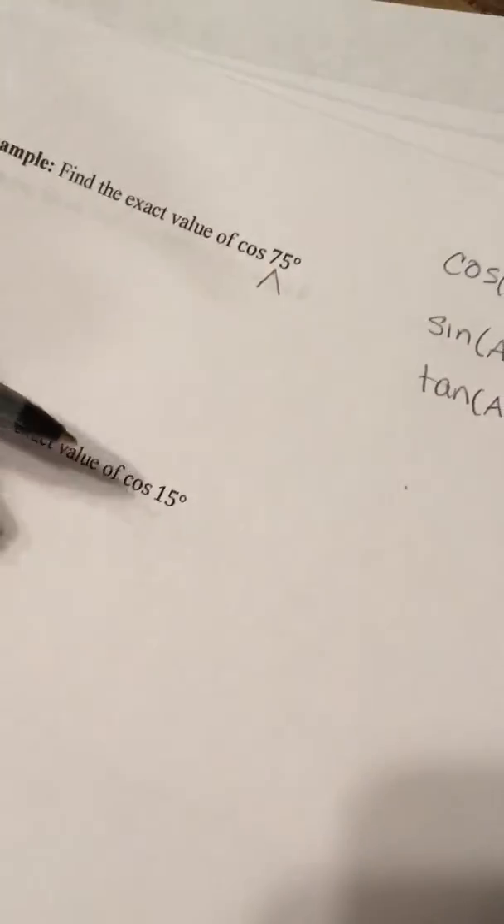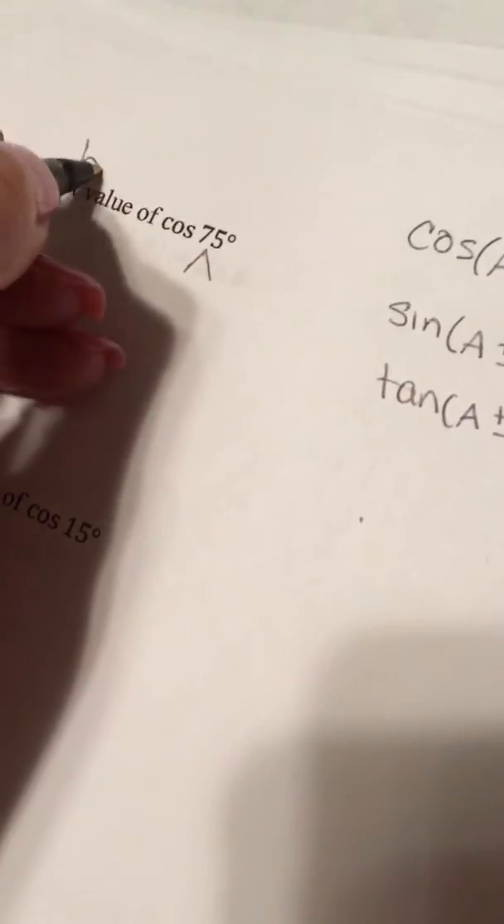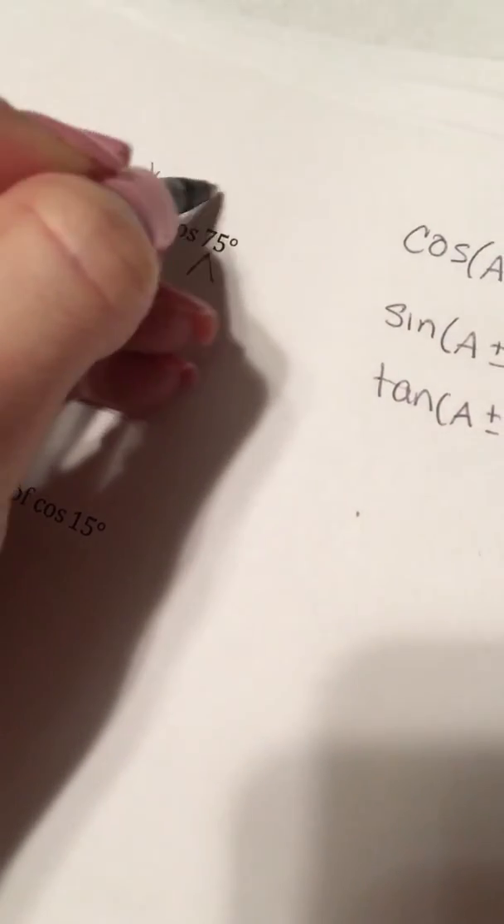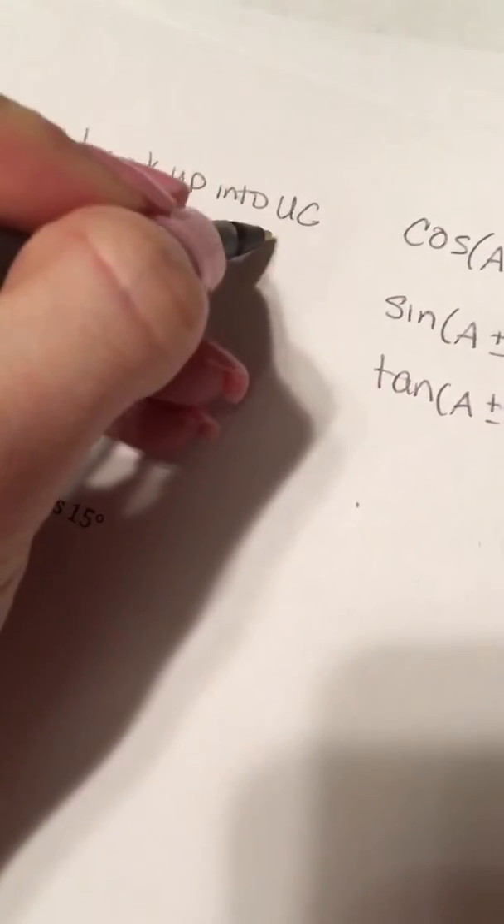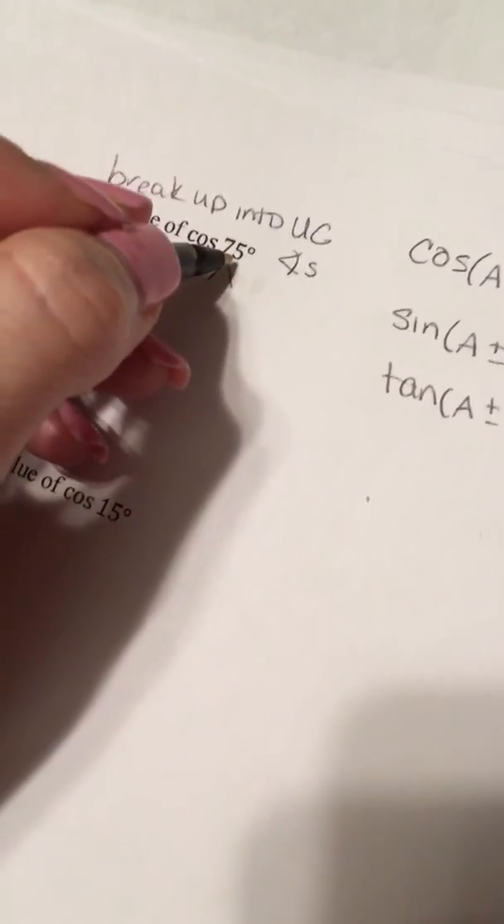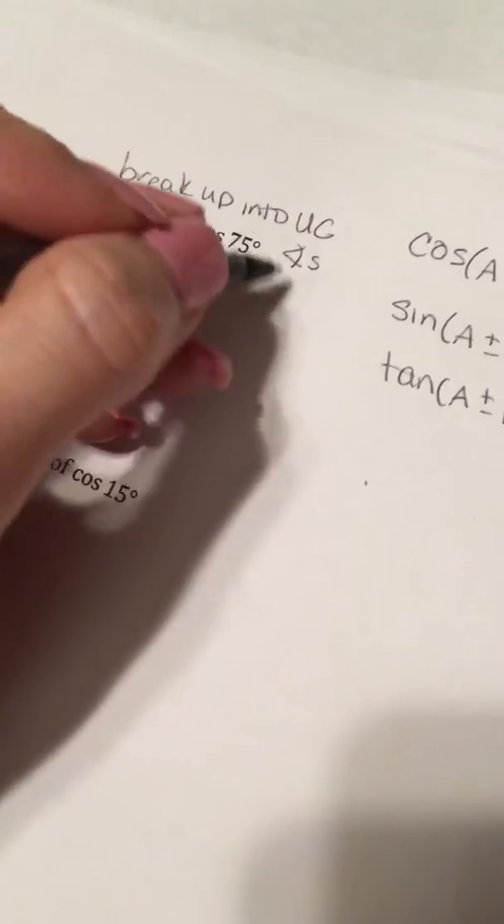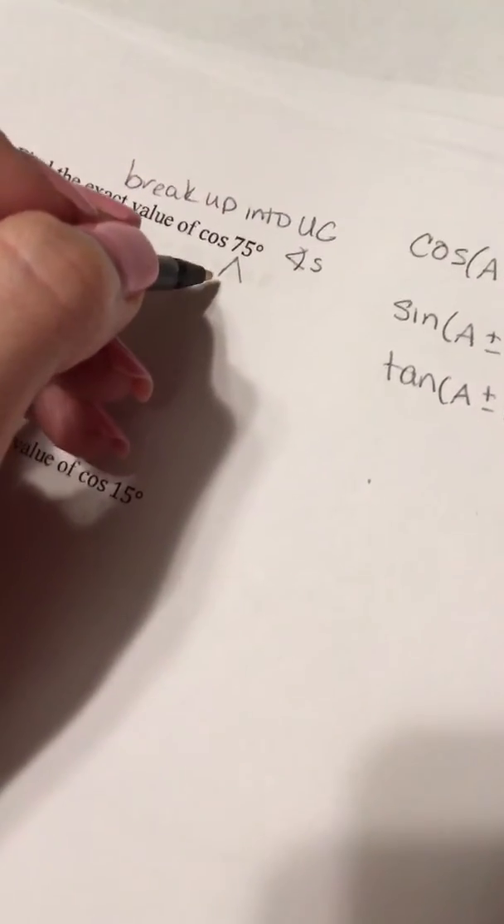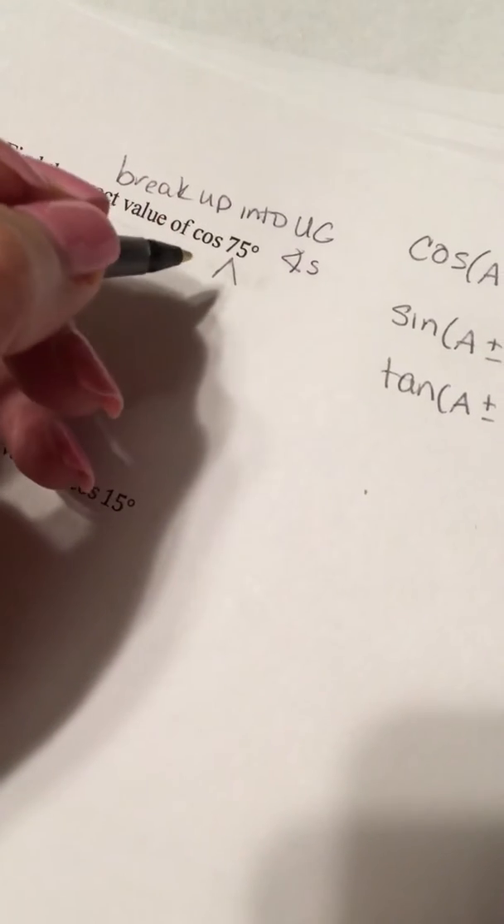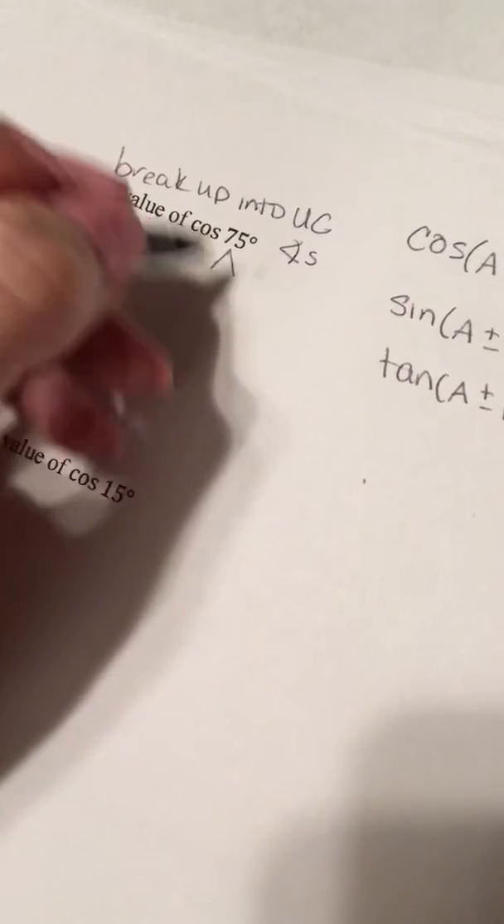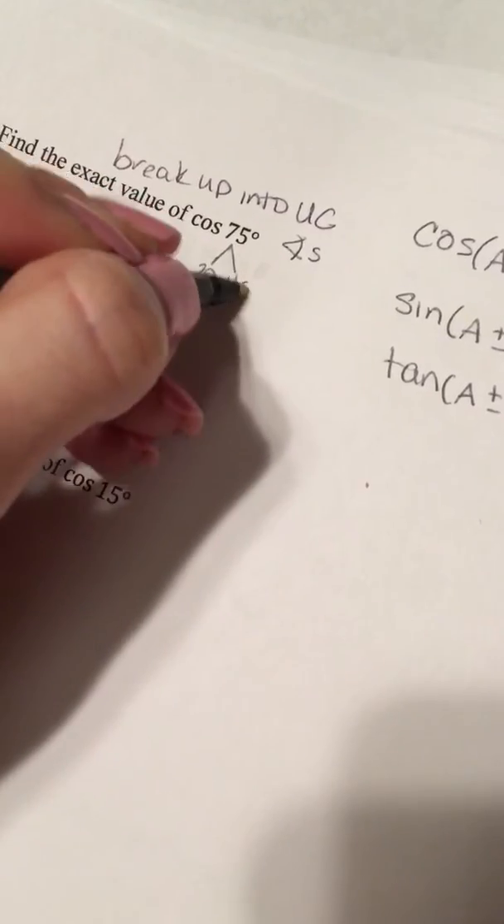It's none of those. So what we want to do is break it up into unit circle angles. Think about it, like what can you add to get 75, or subtract if you wanted to do it that way, but addition is usually easier. So what can you add to get 75 that are two unit circle angles? Well, 60 and 15 would work if 15 was a unit circle angle, which it isn't, but 30 and 45 should work out great. 30 and 45 add up to 75. So this is what we're going to do.